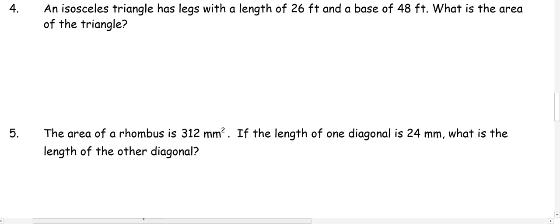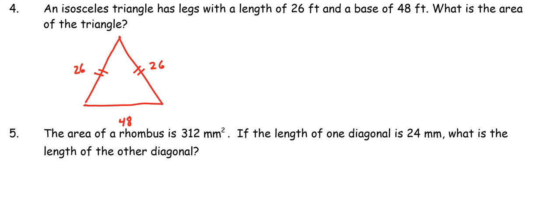Number 4, an isosceles triangle has legs with a length of 26 and a base of 48. What is the area of the triangle? So in an isosceles triangle, remember that it has two congruent legs, which are going to be 26 and 26. It also has a base that's 48. When we go to draw the height into this triangle, that's going to split the base into two congruent parts. We have 24 and 24.